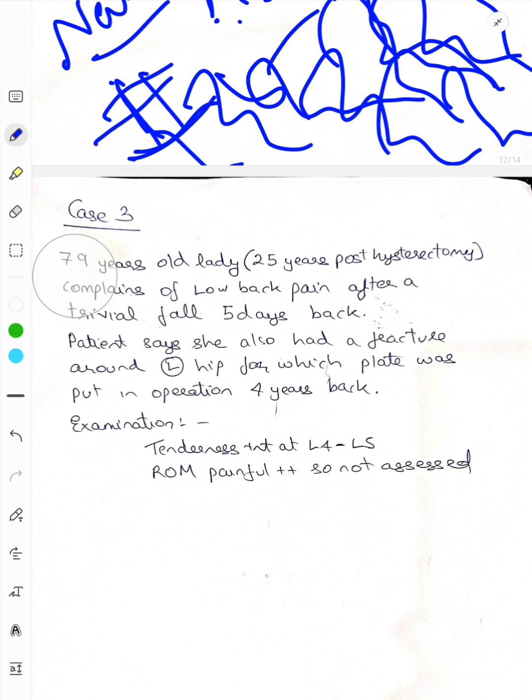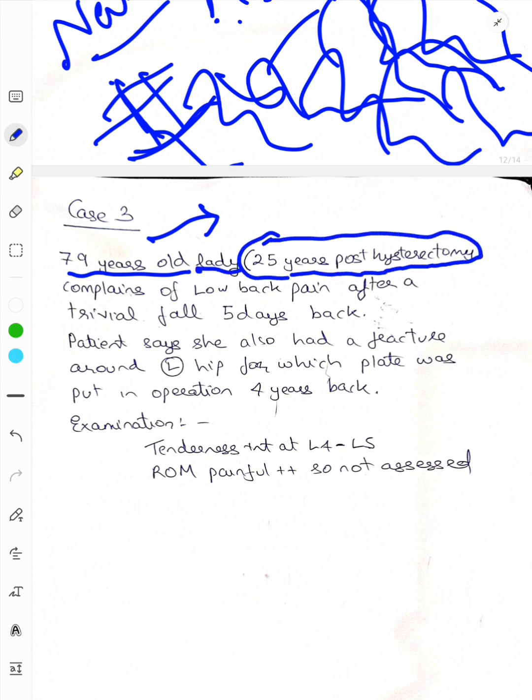She is a 79 years old lady. Age is significant for osteoporosis. She is 25 years post hysterectomy status, so it is highly likely osteoporosis. She came with complaints of low back pain after a trivial fall leading to pain. More likely an osteoporotic compression fracture 5 days back.